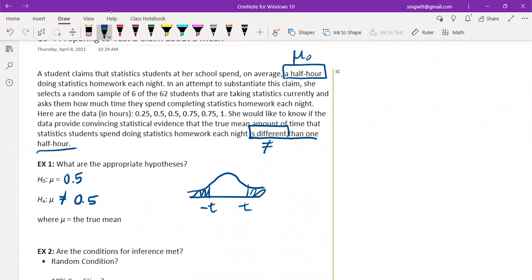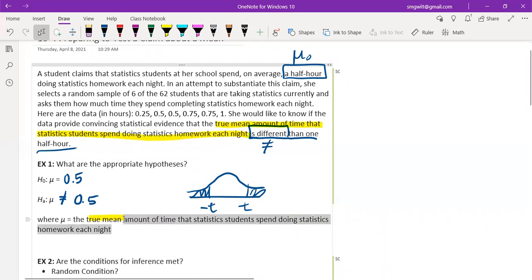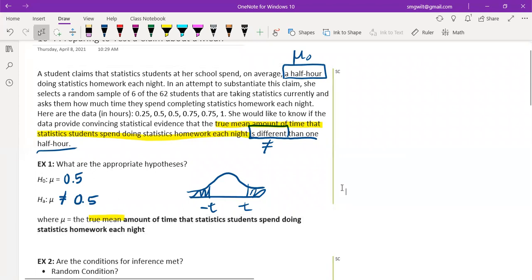And so then mu is always going to be the true mean, meaning it's going to come from the population. So in this case, it's the true mean amount of time that stats students spend doing homework each night. I'm just going to copy and paste that for this. And so that is what our population parameter is, right? We're looking for the real value, not the values from the sample. So notice that they gave us the amount of things in the sample and they gave us the values for the sample. So that means we're going to have to calculate a mean and a standard deviation. Some problems will just straight out give you the mean and standard deviation.